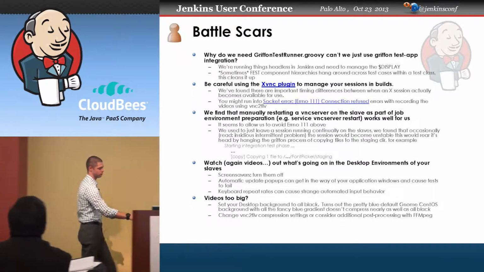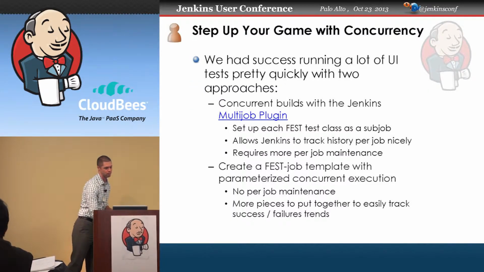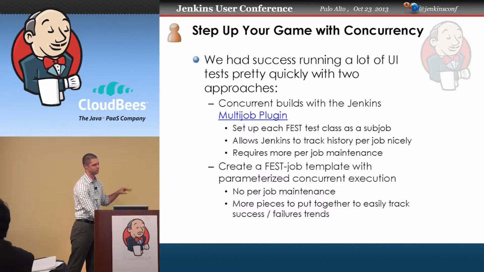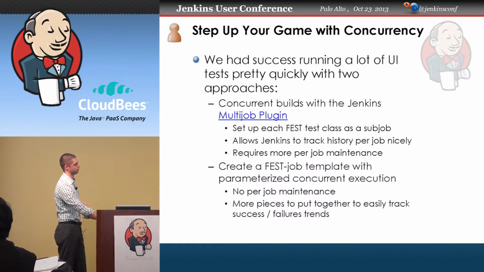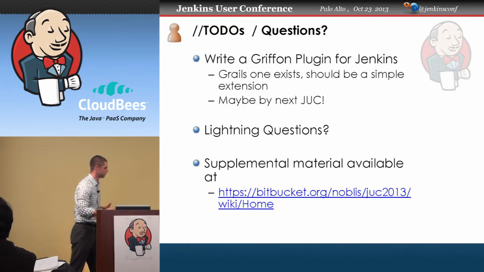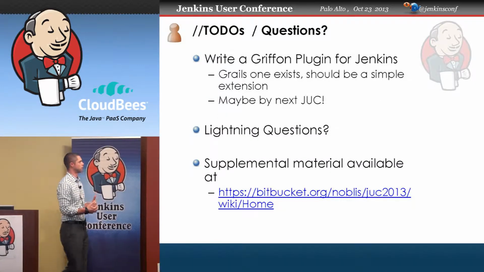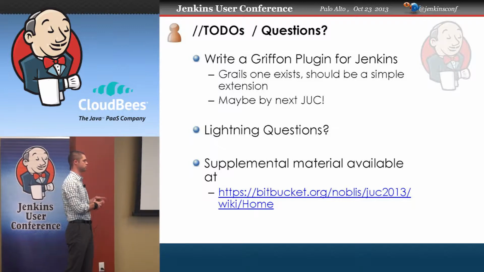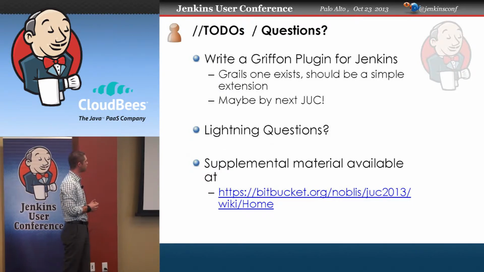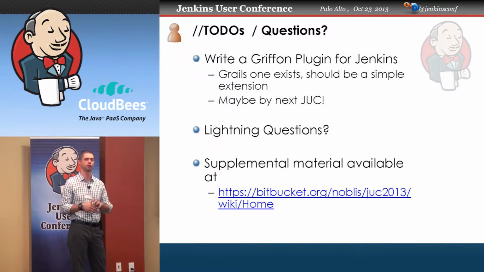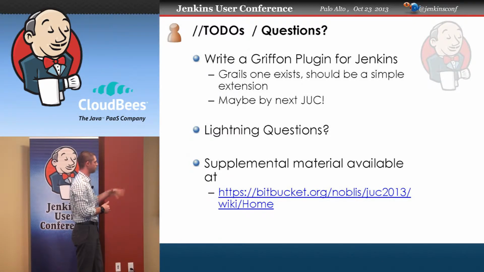So real quick, just some to-dos, and then I'll wrap up here. Concurrency and things like that: we run several UI tests at once using the multi-job plugin, and this is very much in line with what you've seen already today, so I'll skip it. To-dos though, we're thinking about writing a Griffin plugin for Jenkins. Again, Grails is already there. There's a plugin for that, so it'd be a pretty easy extension, and then we could probably build some of this stuff in. And beyond that, again, the supplemental materials are available if you want to take a look.